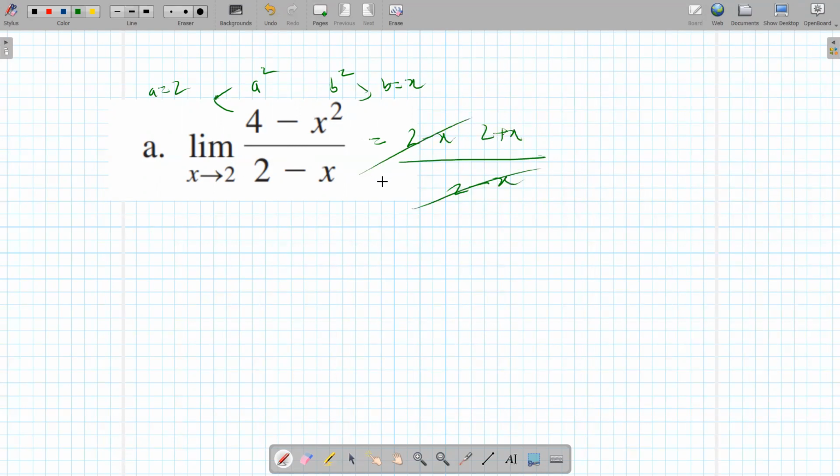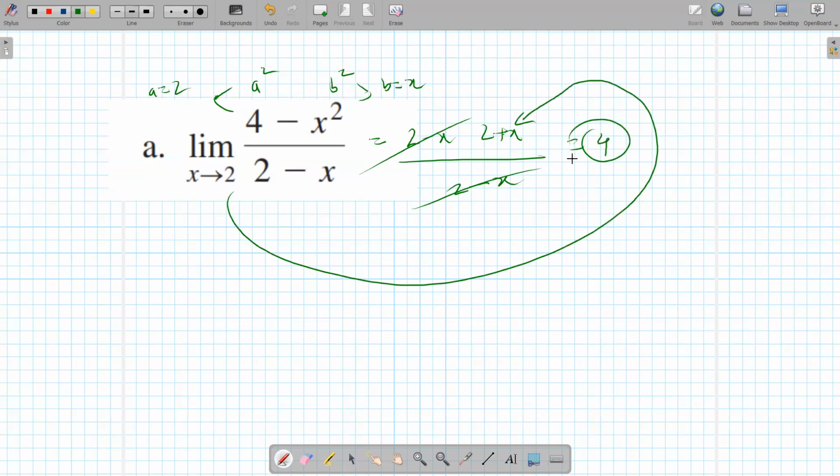This cancels out. And then you plug 2 in there. So 2 plus 2, the answer is 4. The limit is 4. It does exist. It's just not continuous. There's a hole in there. And that's it.